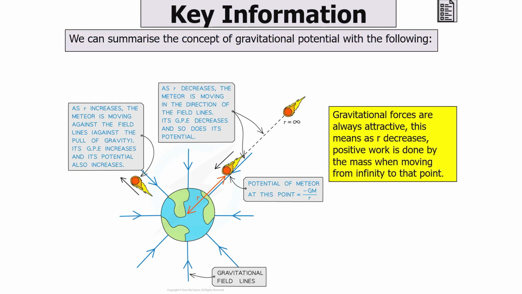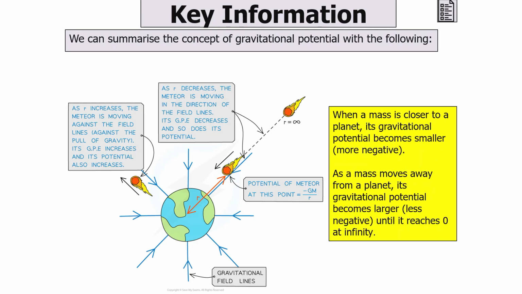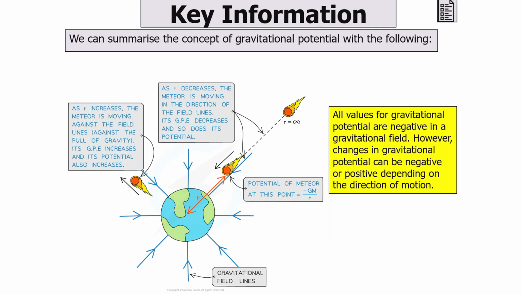Now note, gravitational forces are always attractive. This means that as r decreases, positive work is done by the mass when moving from infinity to that point. When a mass is closer to a planet, its gravitational potential becomes smaller, more negative. Now as the mass moves away from a planet, its gravitational potential becomes larger, less negative, until it reaches zero at infinity. Now as we've said, all values for gravitational potential are negative in a gravitational field. However, changes in gravitational potential can be positive or negative depending on the direction of motion.